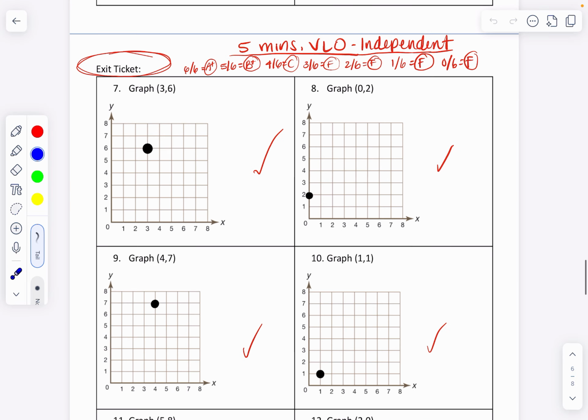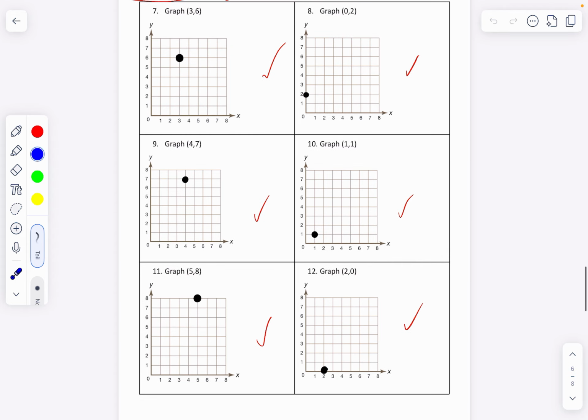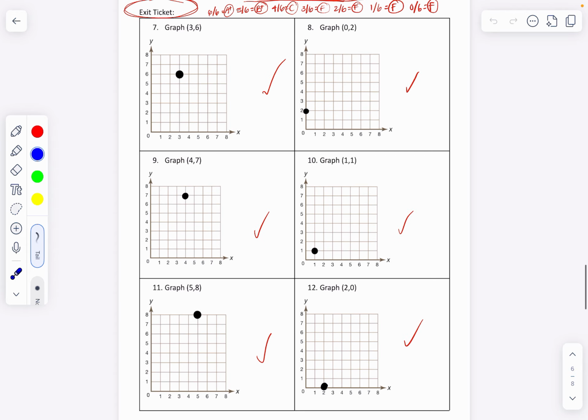After their partner practice, they will do 5 minutes of exit ticket time. This exit ticket is solely focused on graphing points given the ordered pair. So you want to make sure that they are plotting the correct point for a total of 6 points.